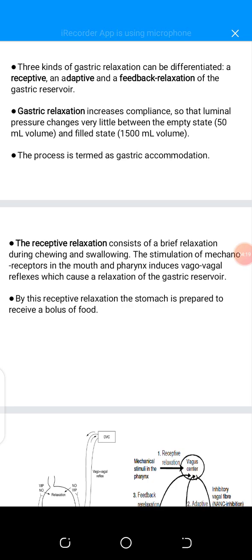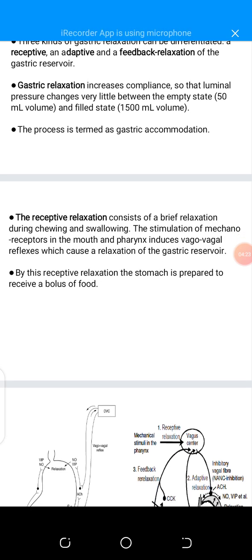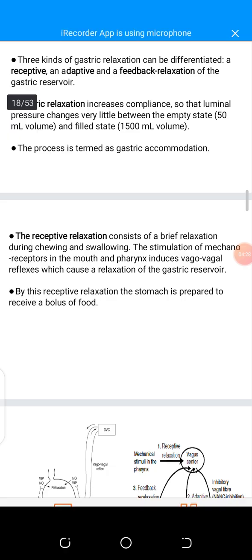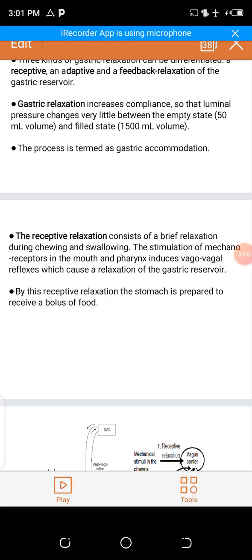Now, let's take a look at the receptive relaxation. The receptive relaxation usually occurs in the stomach before the meal enters into the stomach. So it is a brief relaxation taking place in the stomach while food is being chewed and swallowed. So it's a brief relaxation during chewing and swallowing.